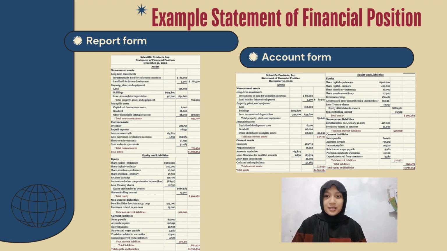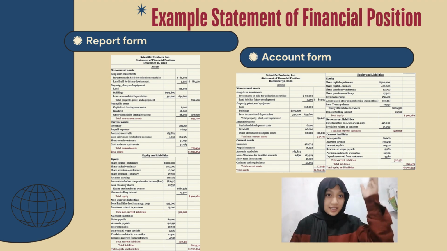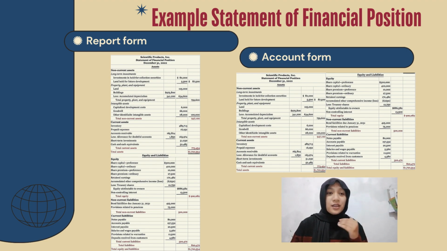As you can see, this is the example of the financial position. The report form is vertical, from the top to the bottom, like assets, liabilities, and equity. And the account form is side by side, with assets on the left side and the liabilities and equity on the right side. So yeah, this is the example.